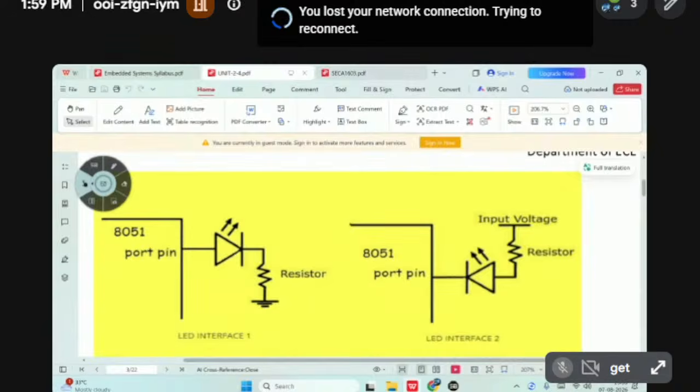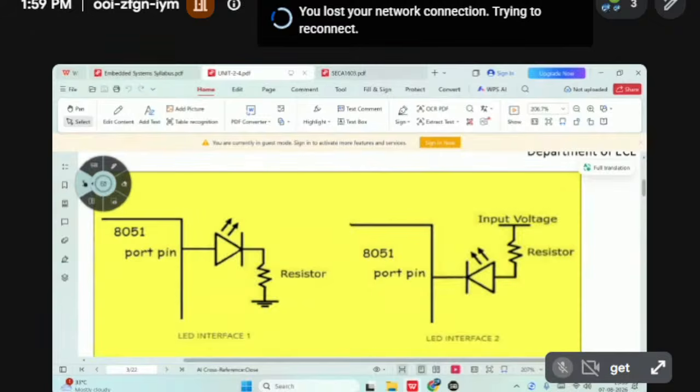So with the help of this microcontroller, I would like to make the LED glow. For that, I would like to give a connection to the resistor. The resistor should be indicated like this. This is the resistor signal.